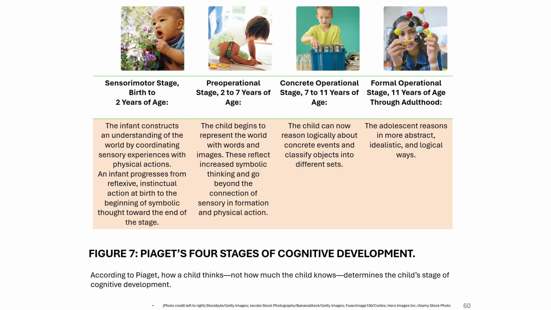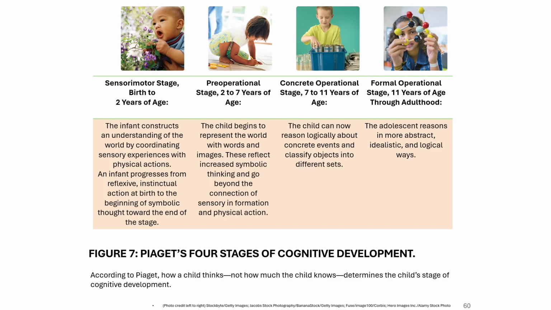In the sensory motor stage, the infant constructs an understanding of the world by coordinating sensory experiences with physical actions. An infant progresses from reflexive, instinctual action at birth to the beginning of symbolic thought towards the end of this stage. From 2 to 7, we're at pre-operational, and here the child begins to represent the world with words and images. These reflect increased symbolic thinking, and they go beyond the connection of the sensory and formation of physical action.